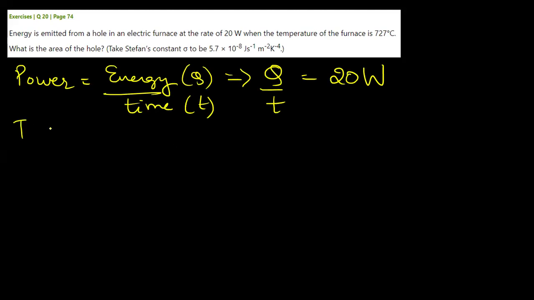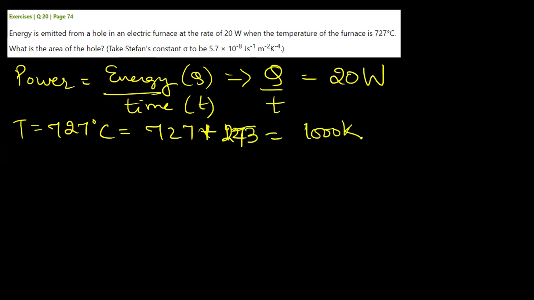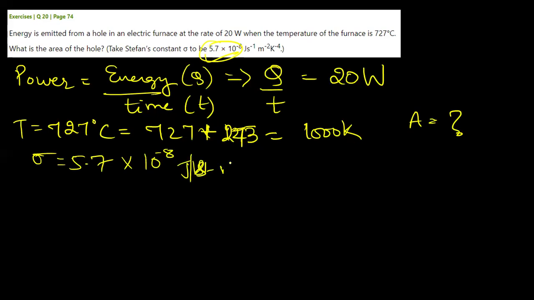You are not separately solving Q upon t. Temperature is given as 727 degrees Celsius. So 727 plus, sorry, 273. When you do this, it will be 1000 Kelvin. Then they have asked for the area of the hole. Area you are supposed to find. The Stefan's constant sigma value is given, so whatever value is given, just take that only. Sigma equal to 5.7. Although it's a constant value, sometimes they change it, sometimes they keep some other value to make calculation easier. Joule per second meter square Kelvin.